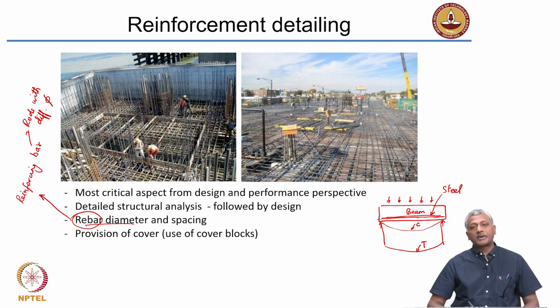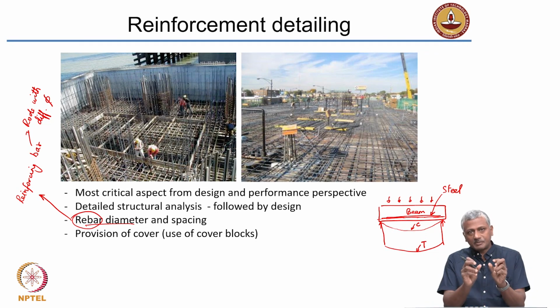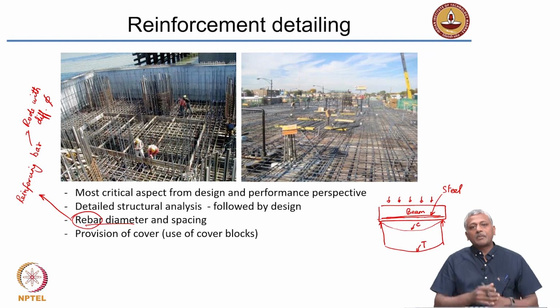Okay, depending upon the capacity required, you may choose a larger diameter or a smaller diameter. So you have rebar diameter and spacing. So how frequently are they placed in a given cross section? What is the spacing between the rebars? That will be determined by how much tensional capacity you need to bring in the cross section.